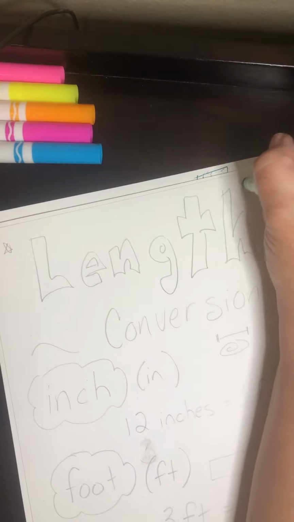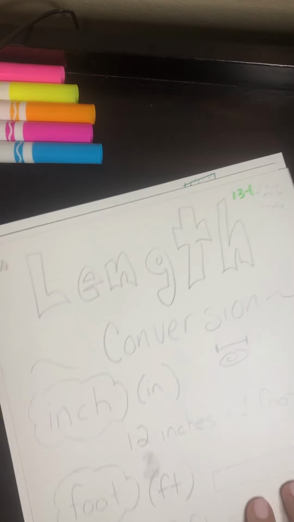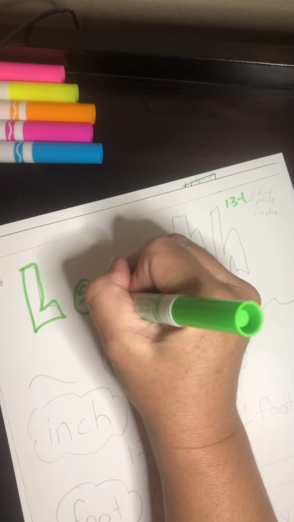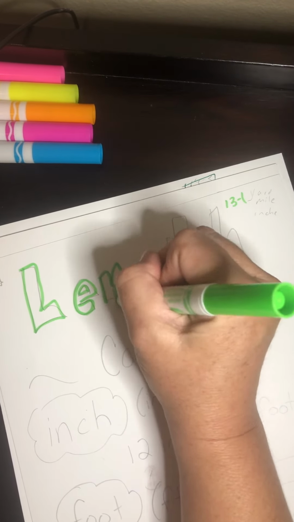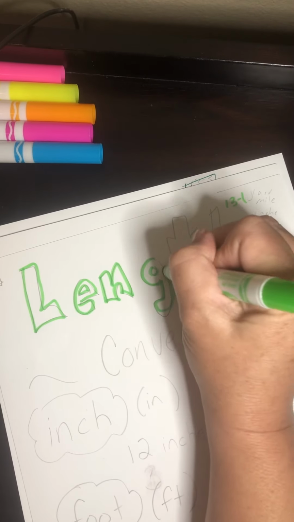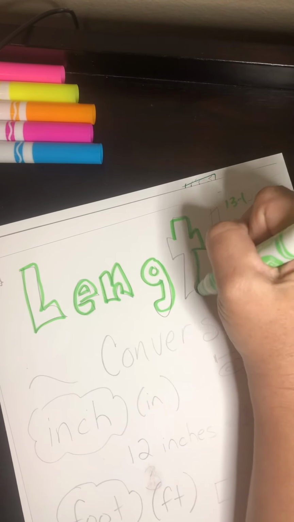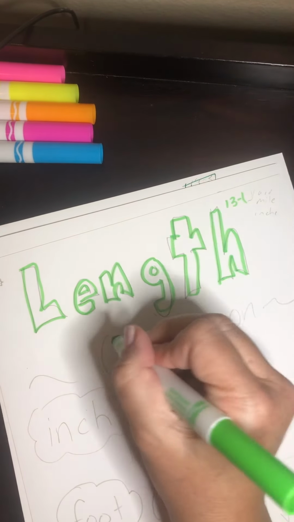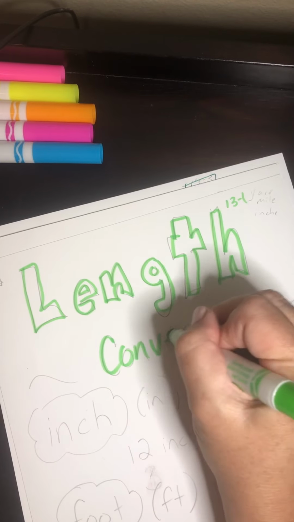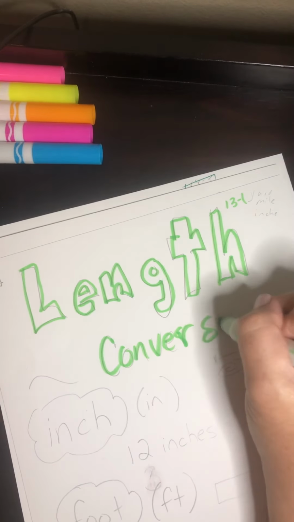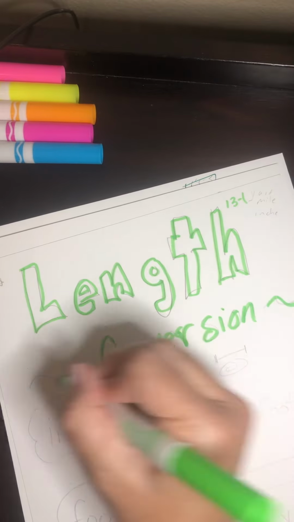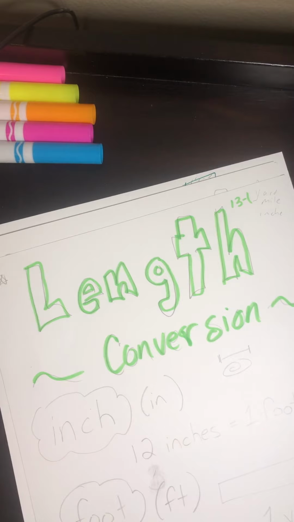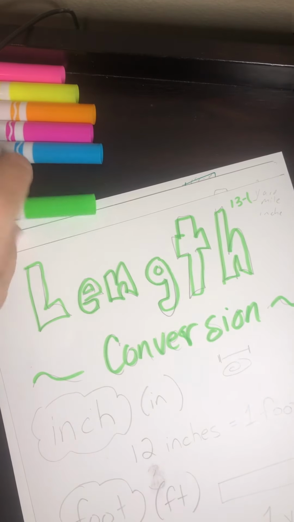So this is for 13-1, and we're going to be talking about length. Now, last week we talked about measurement of things in length, and today we're going to be reviewing those measurements of length, but now we're going to be converting them into conversions. And conversions basically are talking about changing one measurement into a different measurement.